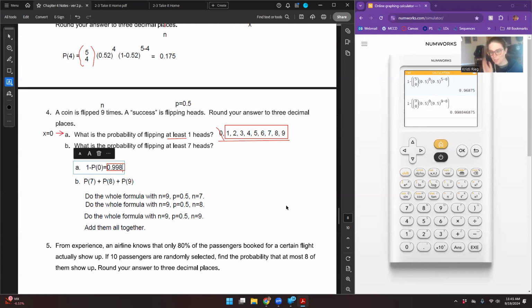Okay, we got this. Let's do this one last time. And then we'll talk about the fastest way to do the other one. Let's just clear and start fresh and get rid of everything. Let's do this whole formula with n equals 9, p equals 0.5, and n equals 7. So going to my toolbox, I want 9 choose 7, times 0.5 to the 7.